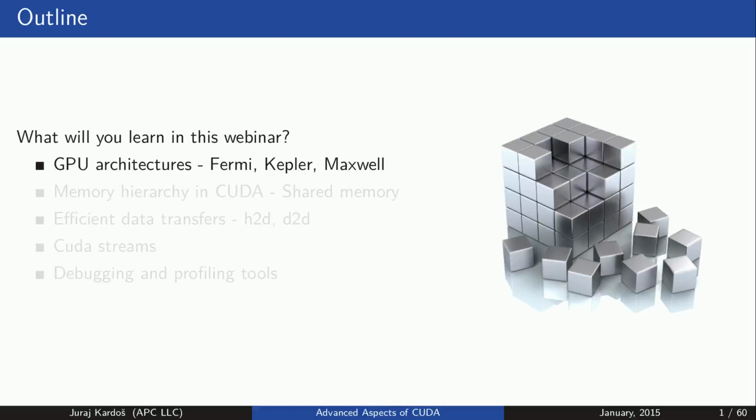We have different hardware resources in different architectures. We will talk about the latest three architectures that are Fermi, Kepler and Maxwell. We will look at their characteristics and some specific features of these architectures.